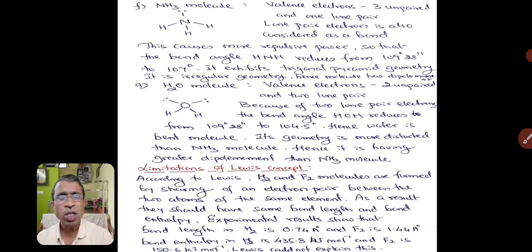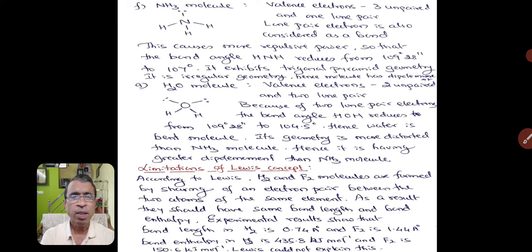So, this is the explanation based on the VSEPR theory for perfect molecules and irregular molecules having one or more lone pairs of electrons.